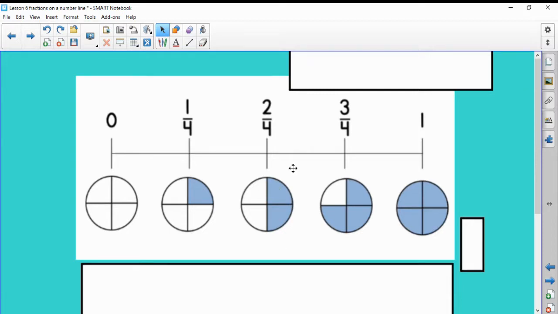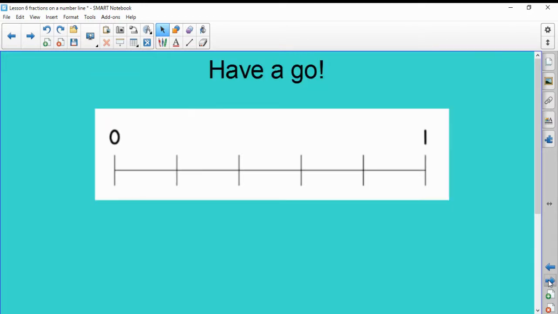What do you notice about that? Yes, it's the same as a half. 3 is shaded for 3/4 and the whole shape is shaded for a whole one. We can also say that as 4/4. So can you have a go at this number line? Pause the video, make sure you look at the number of sections it has been cut into.